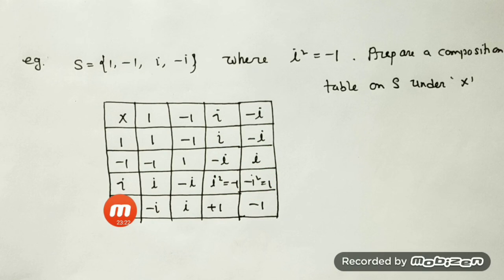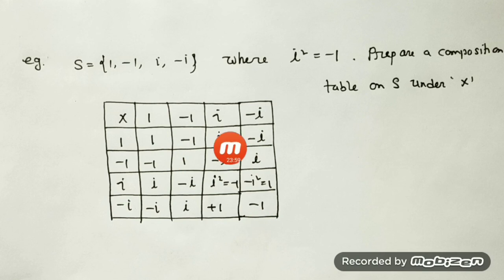Now you go to the next. Now you have to complete this row. i into 1, answer is i here. i into minus 1 is minus i. i into i, i square value is equal to minus 1, that we know. i into minus i, that is minus i square. Minus i square means minus of minus 1, that is equal to 1. Similarly, minus i into 1 is minus i. Minus i into minus 1, minus into minus is plus, so i. Minus i into i, that is minus i square, which is plus 1. Minus i into minus i, minus into minus is plus, i square, that is equal to minus 1.